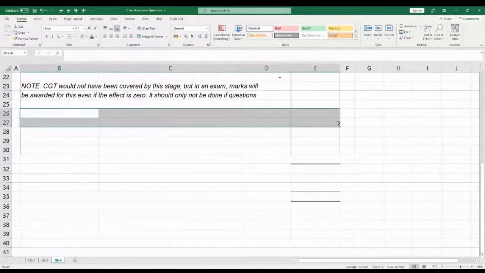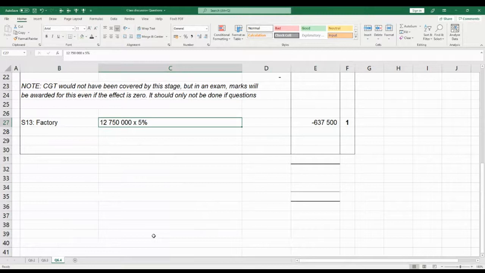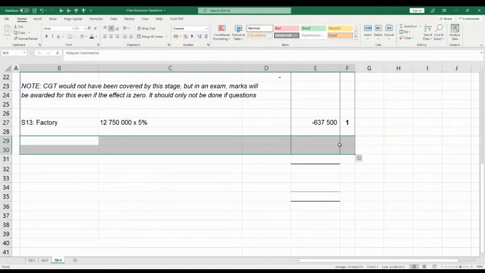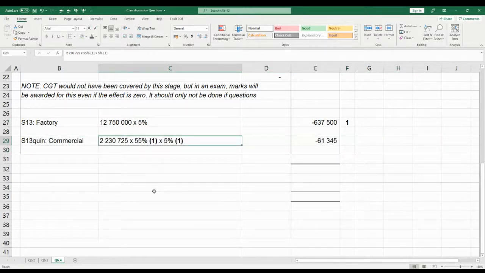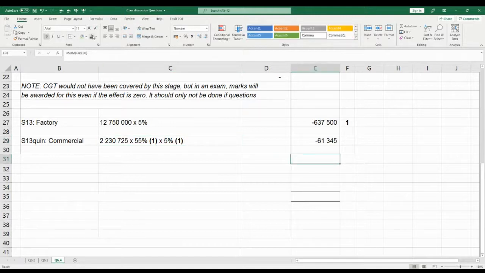Okay, so that means for our factory building, we apply the 5% to the 12.75 million to deduct it. And then for the office building, we apply 5%, but we apply the 55% as well because we've purchased it, to get to a value of 61,000. Then you add all of that together to get to your taxable income for the year.